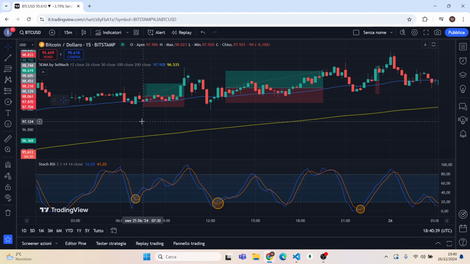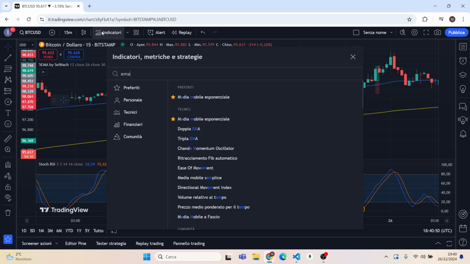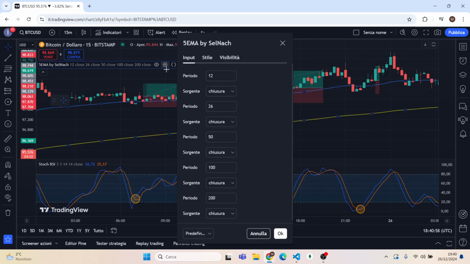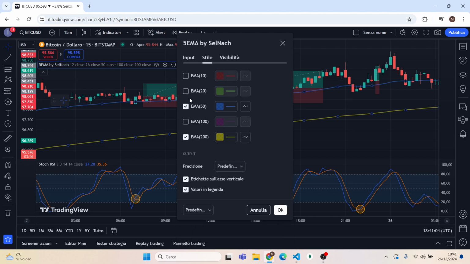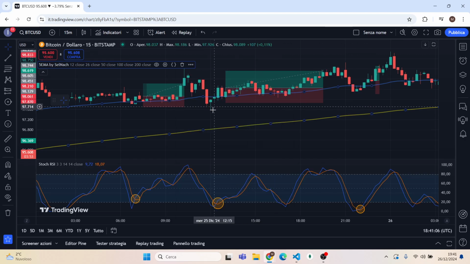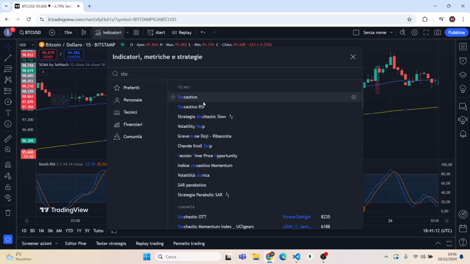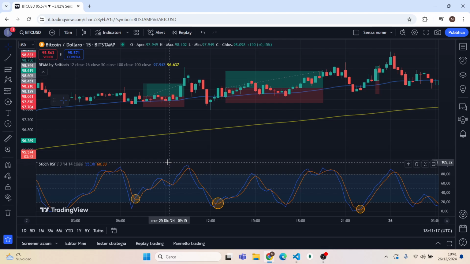The strategy is pretty simple with my version. So in order to open a long position, first of all you have to put on your chart two indicators. The first one are two EMAs, so click here twice or choose this one. I'm using this one and select only the EMA 50 and the EMA 200, so only these two. And the second indicator you will need is a stochastic RSI. So you go here and you search stochastic RSI and it is this one. The settings are the default ones. I didn't change them.